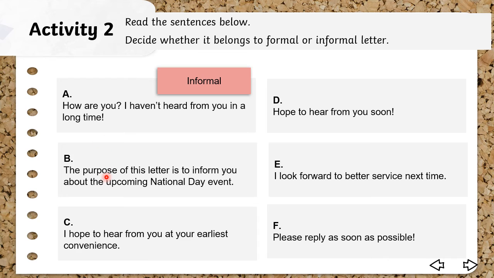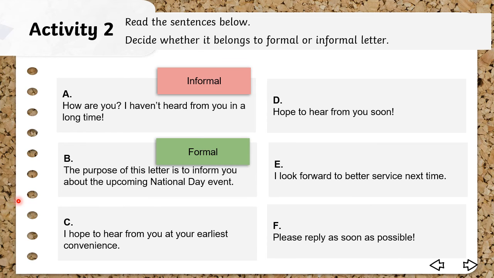Now, let's look at B. The purpose of this letter is to inform you about the upcoming National Day event. Now, this is talking about the purpose of the letter, probably in the opening of the letter, and you can see that the tone is quite professional and it uses formal standard English. So this would be for formal letter.